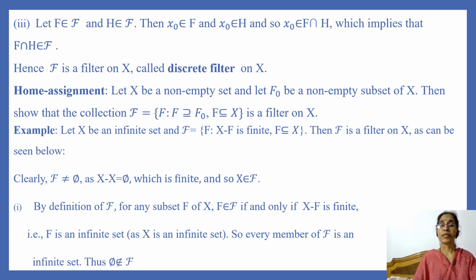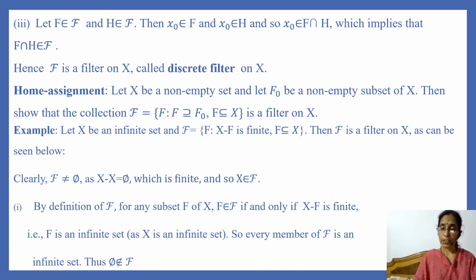Now we shall discuss an example. Let X be an infinite set and let F be the collection of all those subsets of X whose complements are finite. Then F is a filter on X. As we can see, this is a non-empty collection because the complement of X is empty, which is a finite set, and so X always belongs to F.